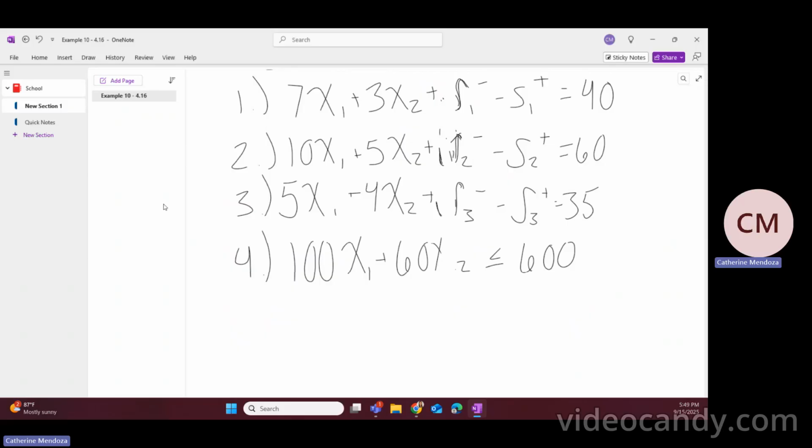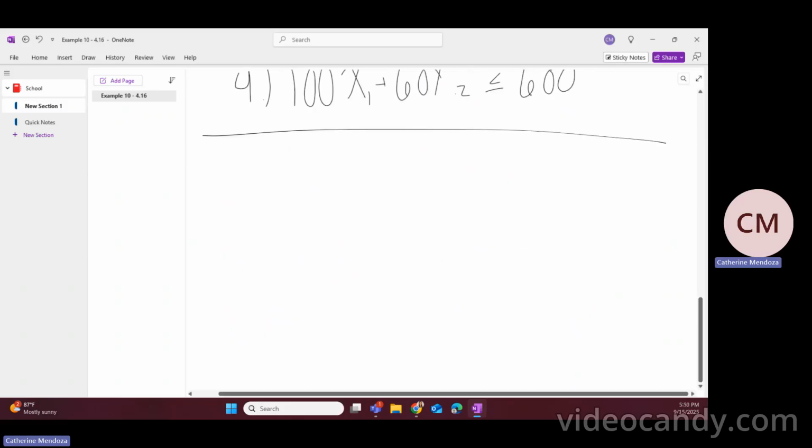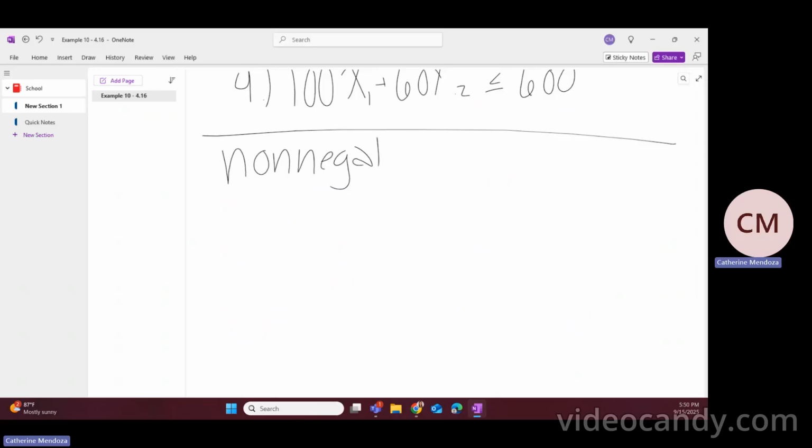The next thing we want to look at is our non-negative constraint. We can't show any negative ads. So all the variables need to be non-negative. And this would be x1, x2, si minus, si plus, all have to be greater than or equal to 0 because they're all non-negative.